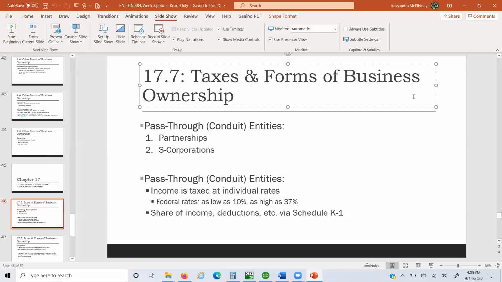The pass-through entities, your income can be taxed as low as 10%, as high as 37%, whatever that individual's marginal rate is. You can have 4 different shareholders in an S corporation with the same income, but that income is taxed at 4 different income tax rates because those people have 4 different tax situations.